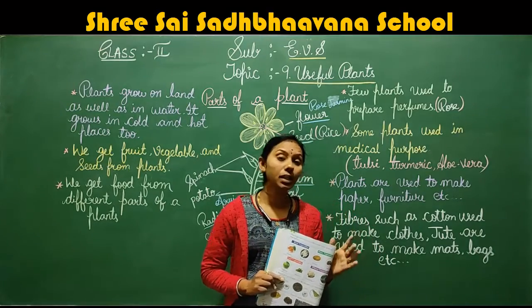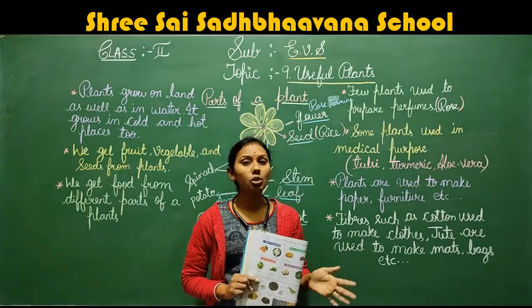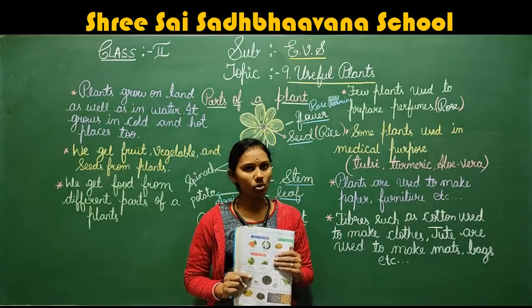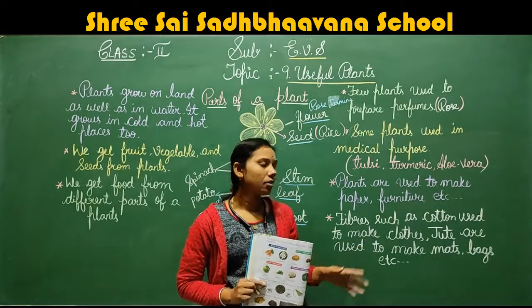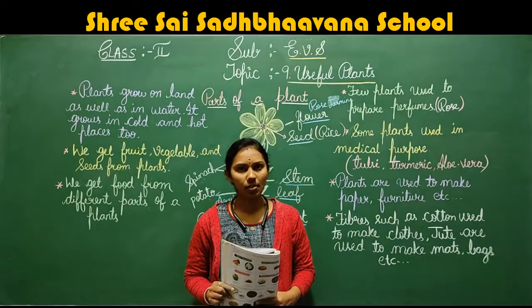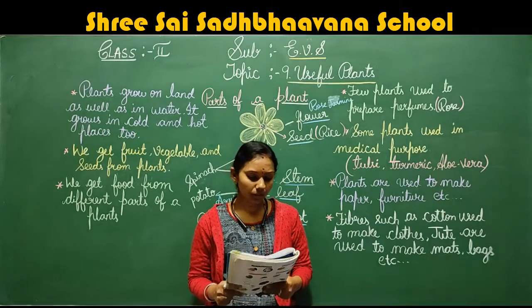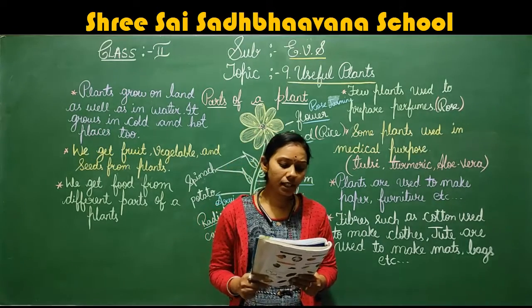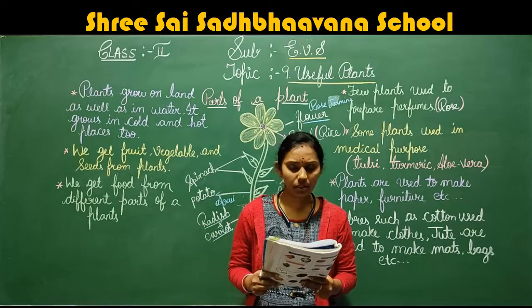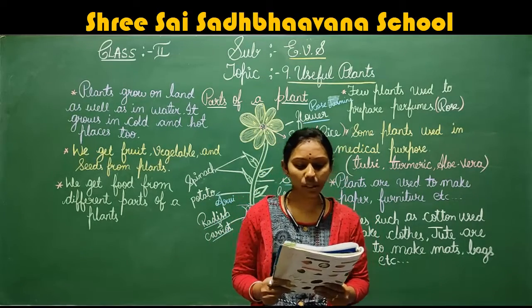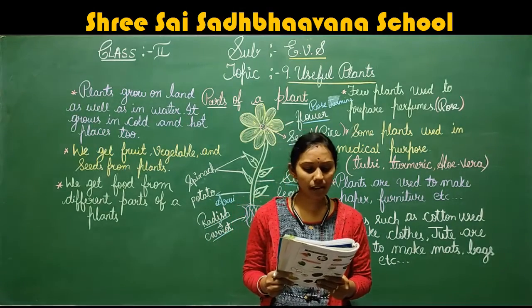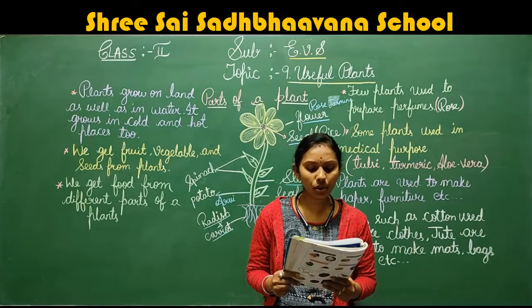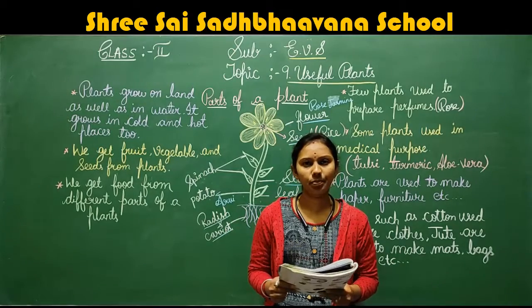Mainly cotton and jute are natural fibers, as I also informed you. We get these fibers from the plant itself. Got it? Plants give us fibers. Fibers are used to make clothes, mats, ropes and sacks. Cotton and jute are the main fibers.